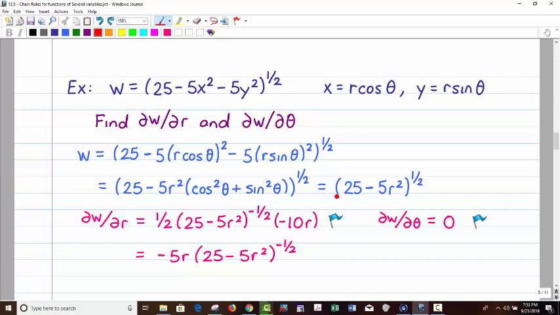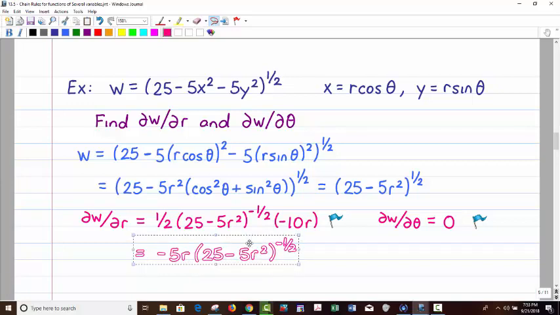So that means w just ends up reducing to be only a function of r. Theta is not involved. So the partial of w with respect to r then, bring down the 1/2, leave the inside alone, subtract 1 from the exponent makes it negative 1/2, and then the derivative of the inside with respect to r would be negative 10r. I guess all I did here was just divide the 2 into the 10. Obviously, it's not wrong if you don't do that, but that's what I did.